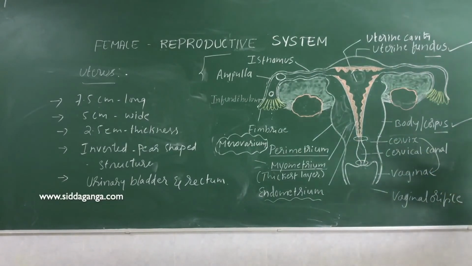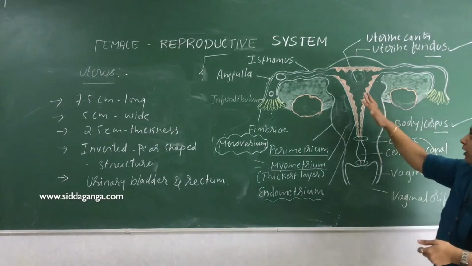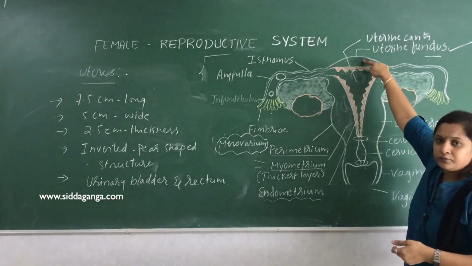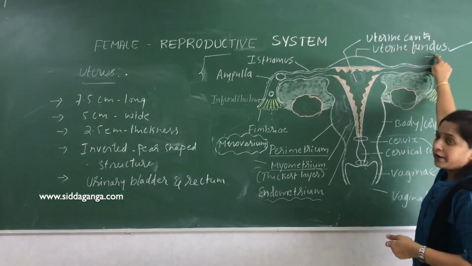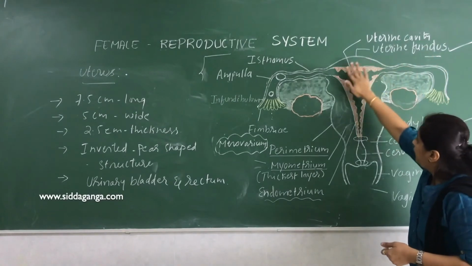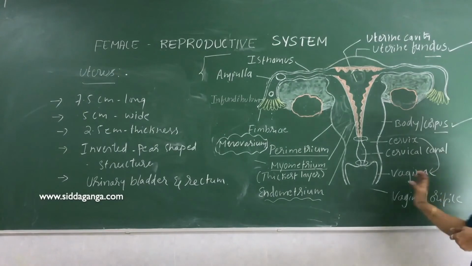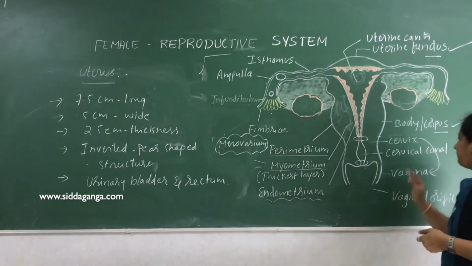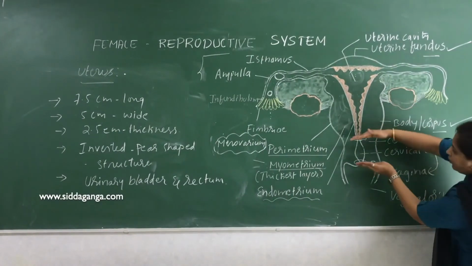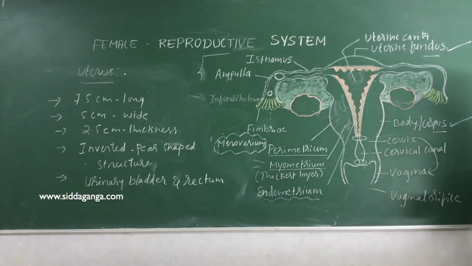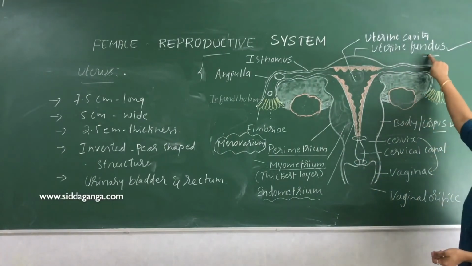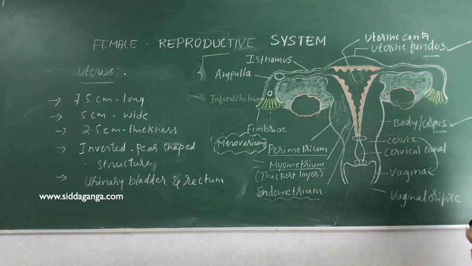So the uterus is differentiated into 3 regions. The dome-shaped part is called the fundus. The main middle part is called the body or the corpus, and the narrow posterior part is called the cervix. So it has 3 parts: fundus, body, and cervix.